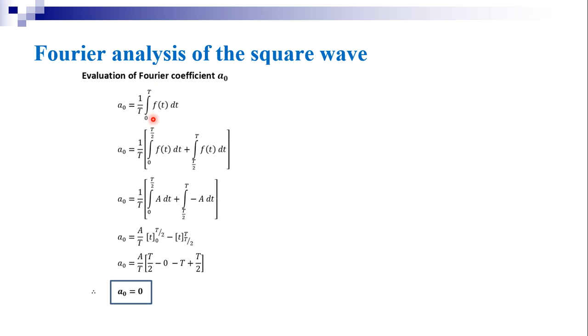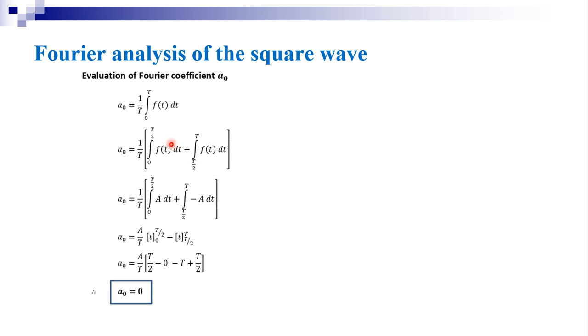So here f of t can be integrated from 0 to T, or else we can integrate the function f of t between the limits 0 to T by 2 and between the limits T by 2 to T, and if we add these we get the function f of t integrated between the time limits 0 to T. So hence we can split this and integrate from 0 to T by 2 as well as T by 2 to T.